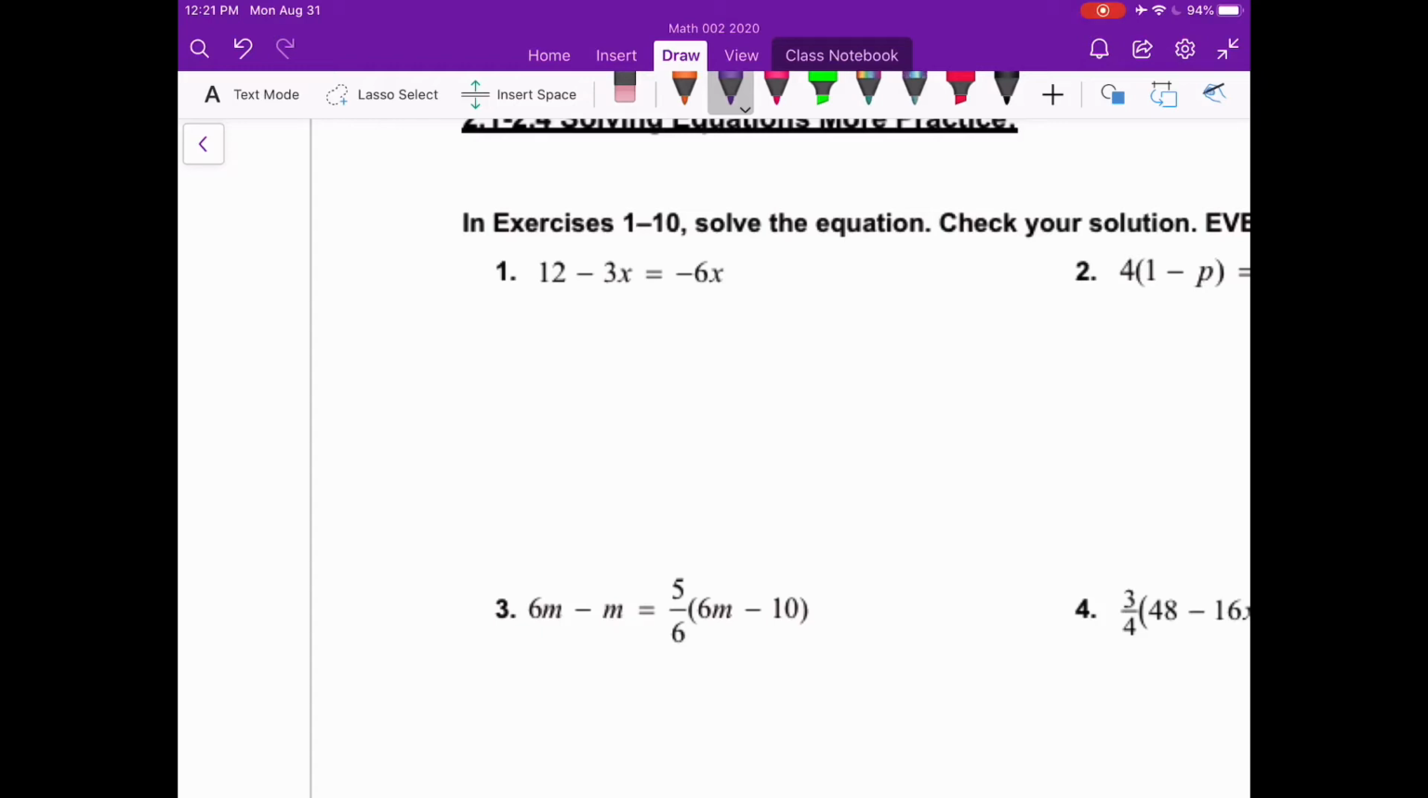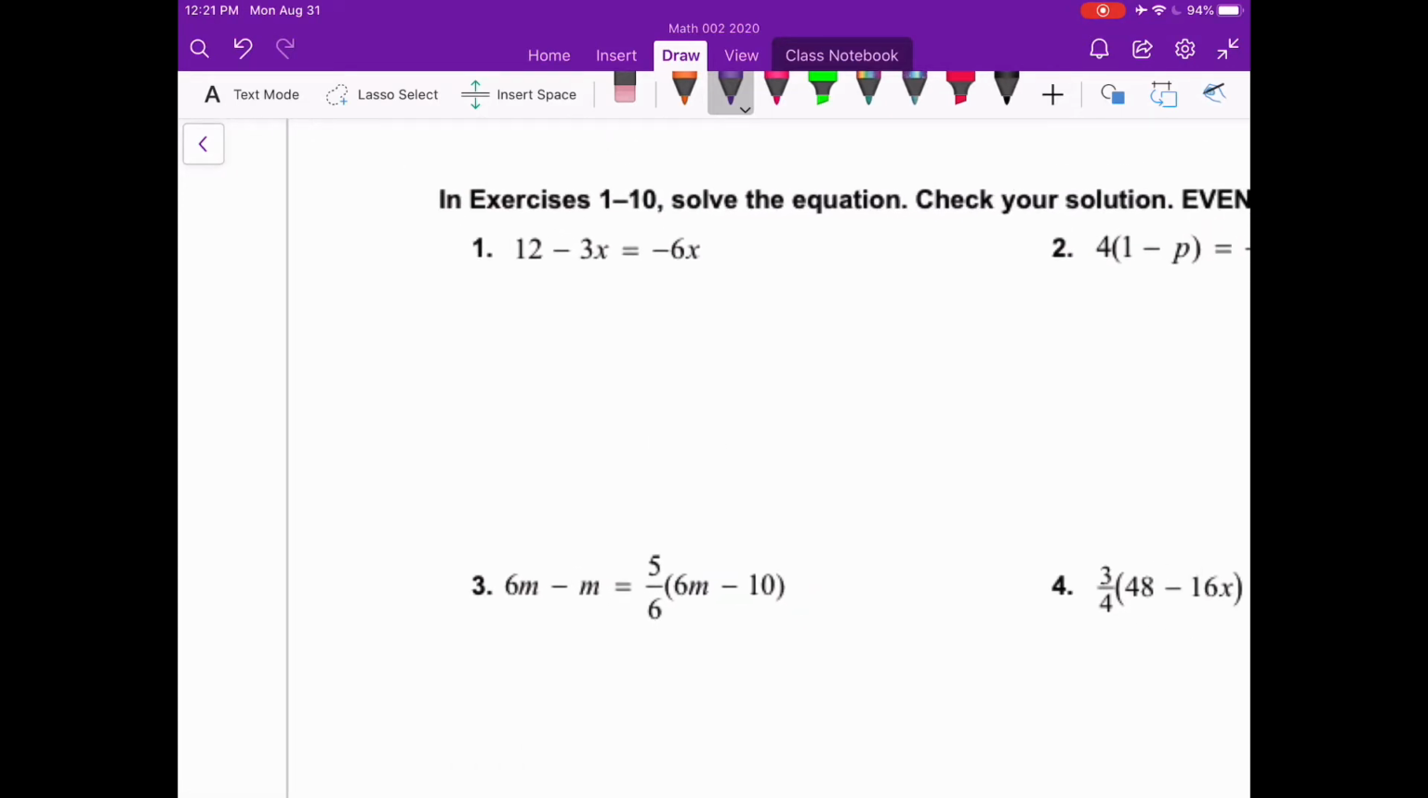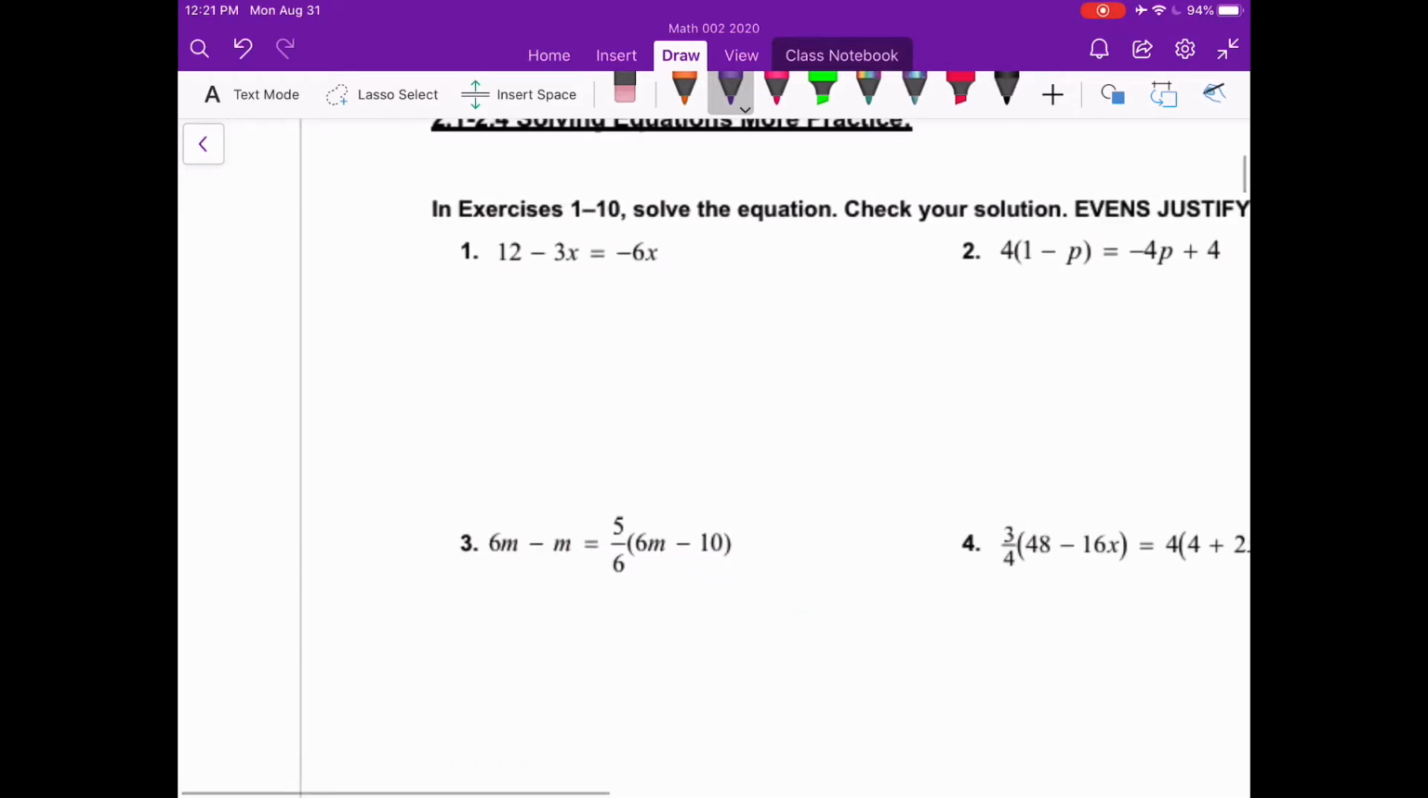Hey guys, so today we're going to review some solving equations just like we did last time: one-step, two-step, multi-step equations, with a couple interesting cases that we'll discuss too. So number one is 12 minus 3x equals negative 6x.